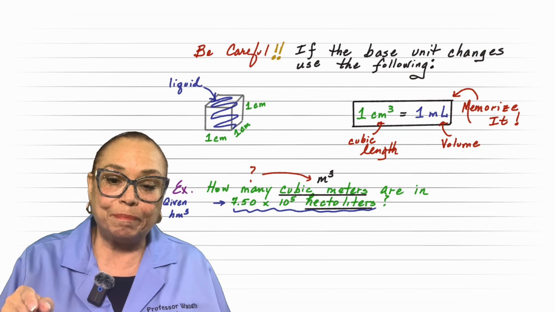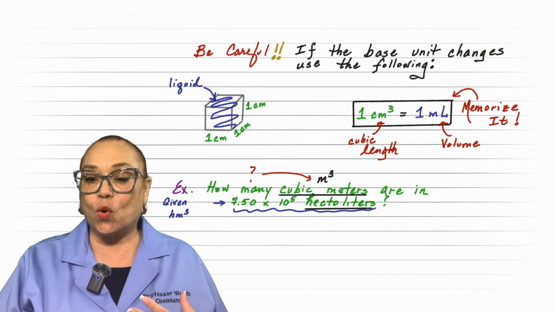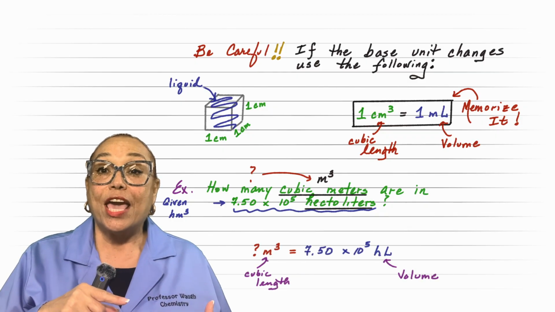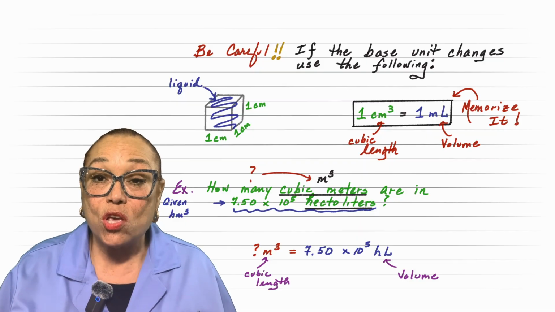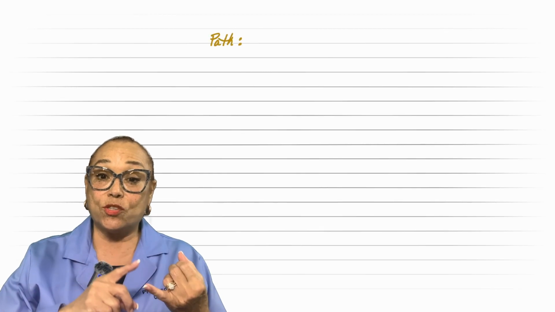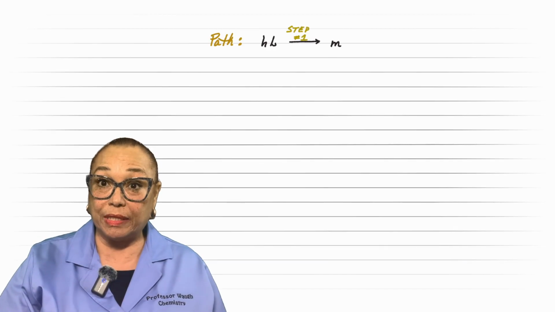Do you see that? The question mark is cubic meters, and what I'm looking for is 7.50 times 10 to the 5th hectoliters. So my base has changed. Okay, so now it's time to look at the path. So we start off with the first step, going from a hectoliter over to the milliliter.